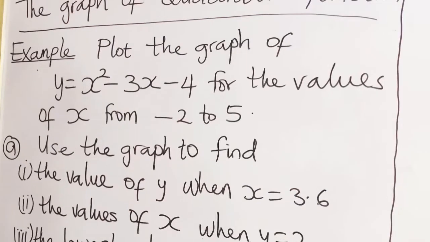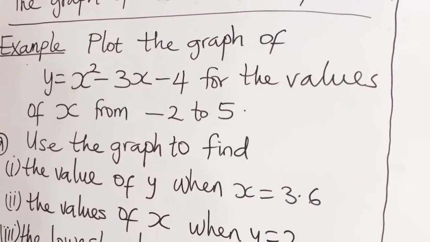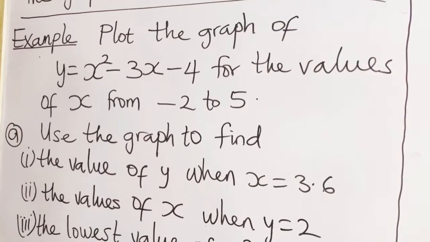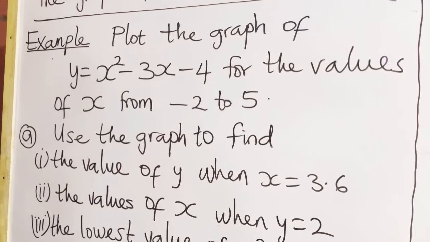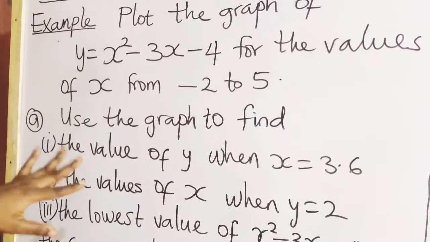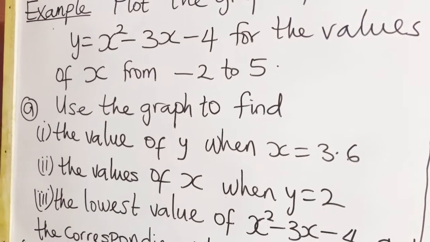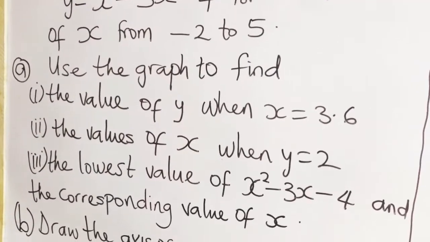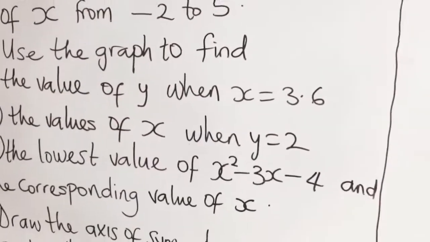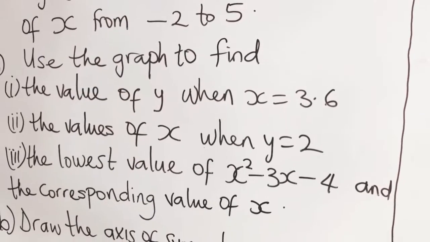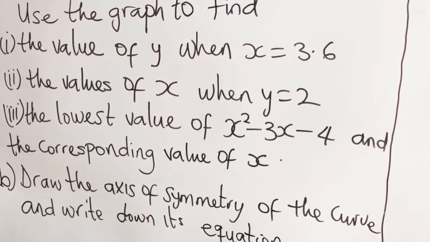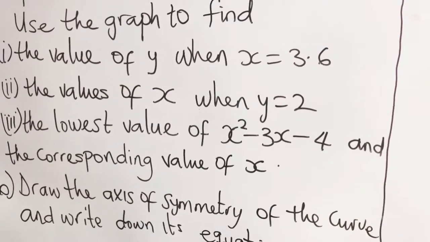For example, plot the graph of y is equal to x squared minus 3x minus 4 for the values of x from minus 2 to 5. Then use the graph to find the value of y when x is equal to 3.6, the values of x when y is equal to 2, the lowest value of x squared minus 3x minus 4, and the corresponding value of x. B, draw the axis of symmetry of the curve and write down its equation.